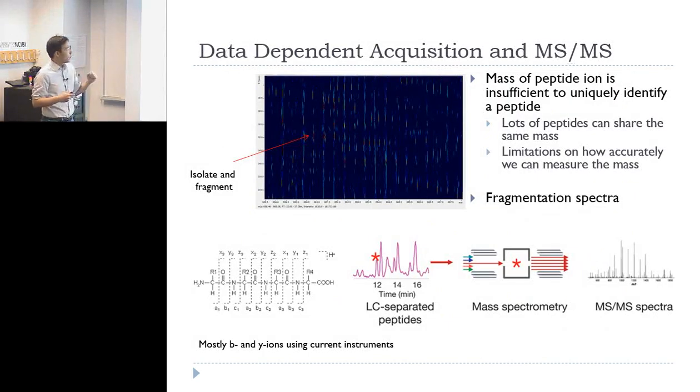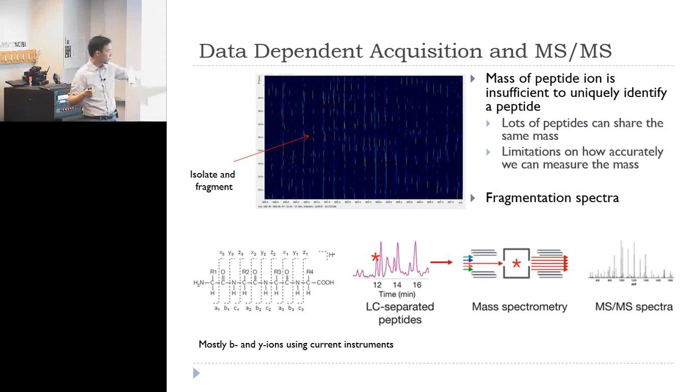But from just the mass of the peptide ion, we can't identify a peptide because you have all these isomers, and there's a limitation to how accurately we can measure the mass of these things. So in shotgun proteomics, we do something called data-dependent acquisition. We tell the instrument, if you see something interesting, if you see some intense peptide ion, isolate it. We only want to look at that, and then we fragment it by hitting it with some inert gas so that the peptide will fragment. It fragments along its backbone, and using current instruments, we mostly get b and y ions.